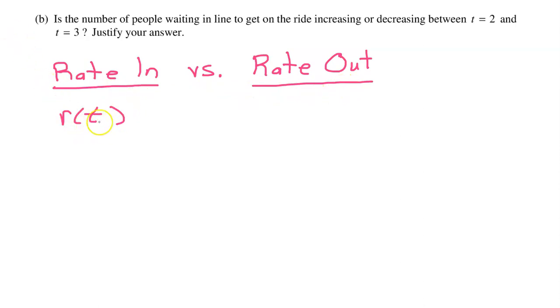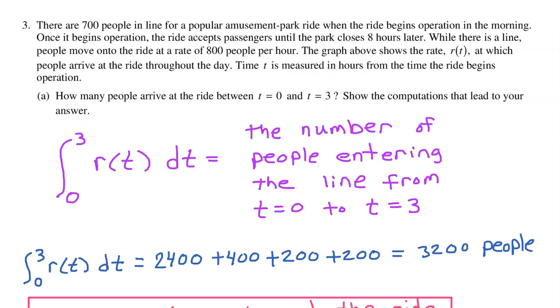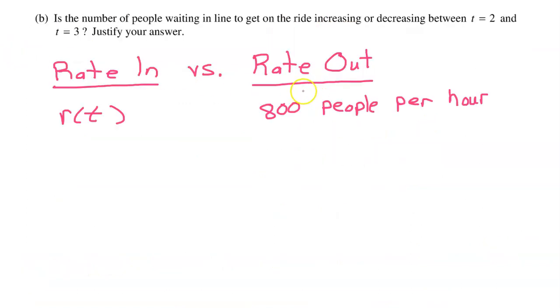The rate in is given by the function r of t. That's the graph that we are given, which shows the rate in at various times. What do we know about the rate out? The rate out is mentioned right here. People move onto the ride at a rate of 800 people per hour. So if people are getting on the ride, they are getting out of the line and going on about their day. So the rate out is 800 people per hour.